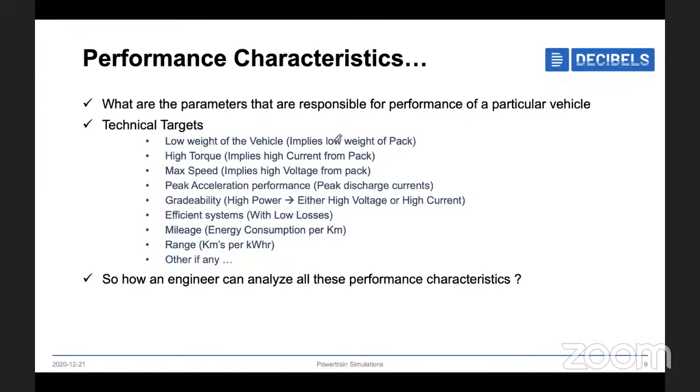One is low weight of the vehicle. In our event we have a weight competition, so the lesser the weight, the more points you'll get. Apart from that, we have to think about why we have to go with low weight of the vehicle. It directly implies low weight of the pack, meaning the battery pack, because that's the only heavy individual component. That's why I specifically mentioned that low weight of the pack will give low weight of the vehicle. And high torque implies a high current from the pack.